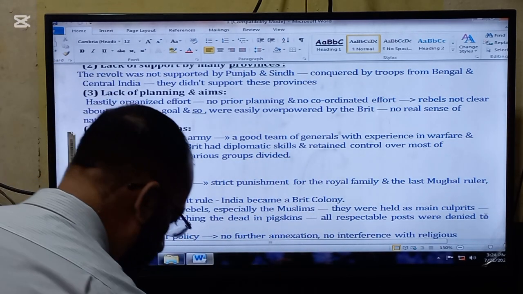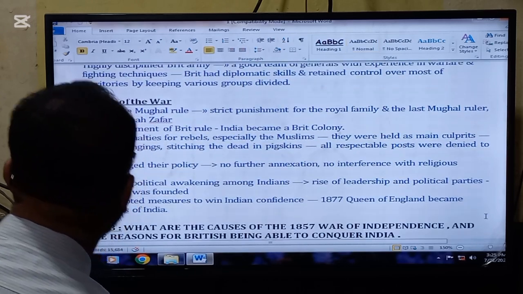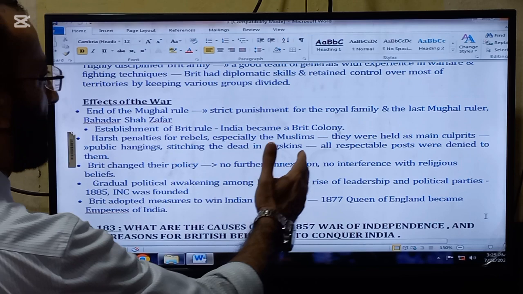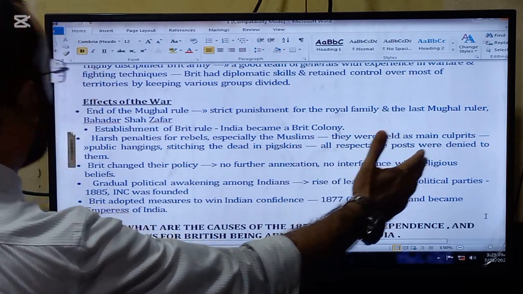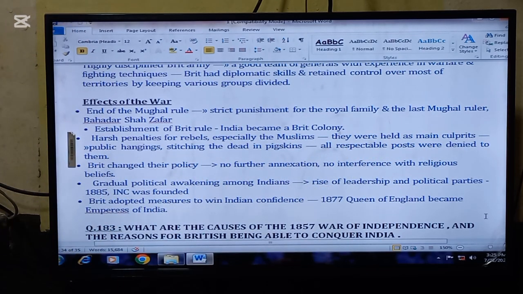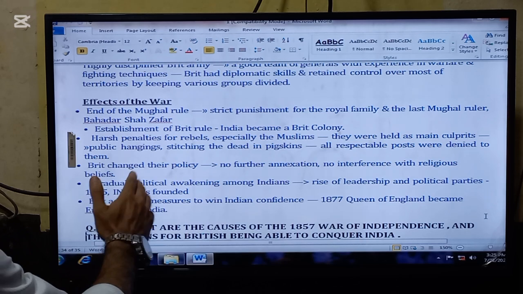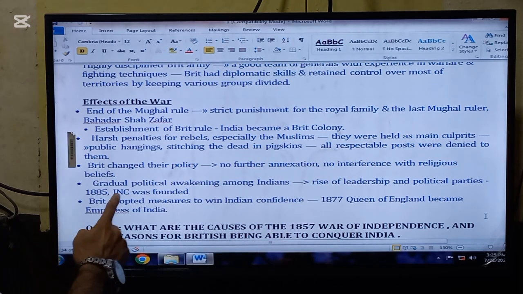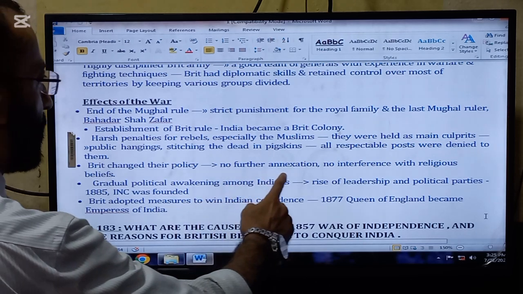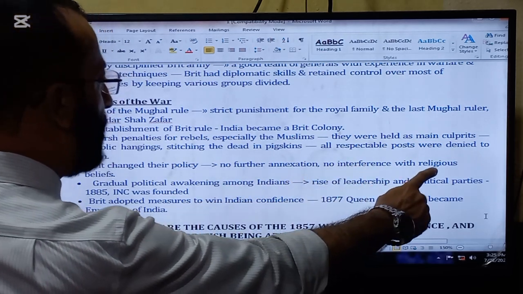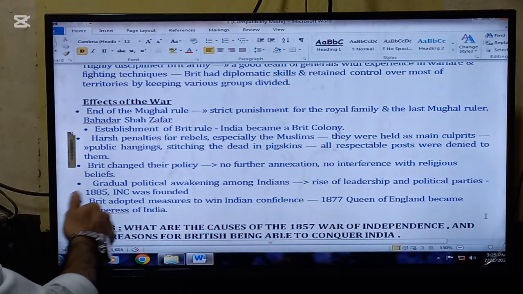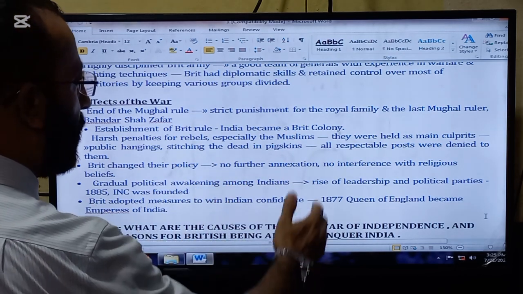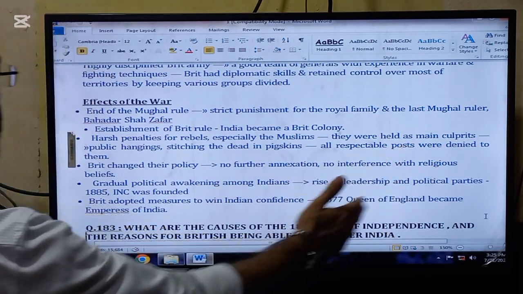The next important reason was the effects of the war. End of the Mughal rule. Strict punishment for the royal family and the last Mughal ruler Bahadur Shah Zafar. Establishment of British rule, India became a British colony. Harsh penalties for rebels, especially the Muslims. They were held as main culprits. Public hangings, stitching the dead in pigskins. All respectable posts were denied to them.